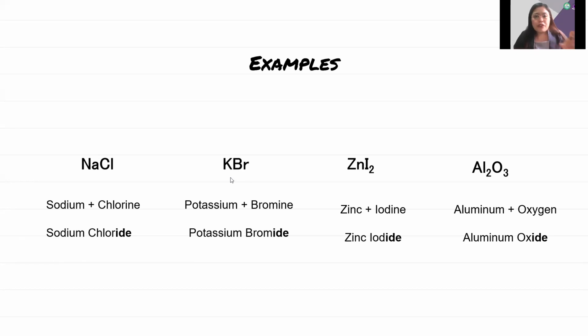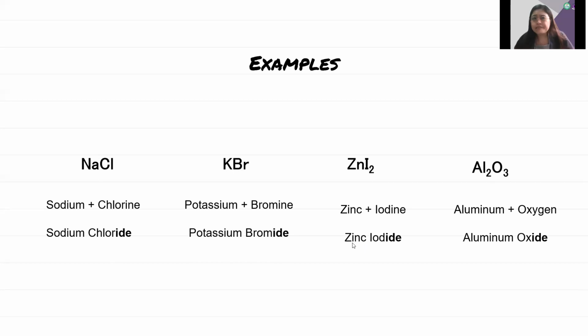That is also true for KBr. Potassium also belongs to group 1, so this is a metal. So diretso na yung pangalan niya, class, potassium. And then, instead of bromine, we have the bromide. And then, thirdly, we have ZnI2. Zinc is a transition metal, but nevertheless, it's still a metal, so we will just name it as zinc.